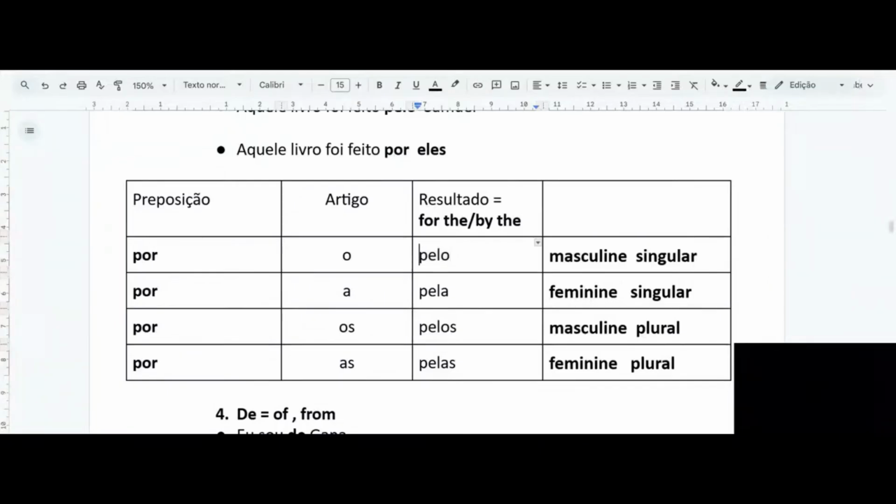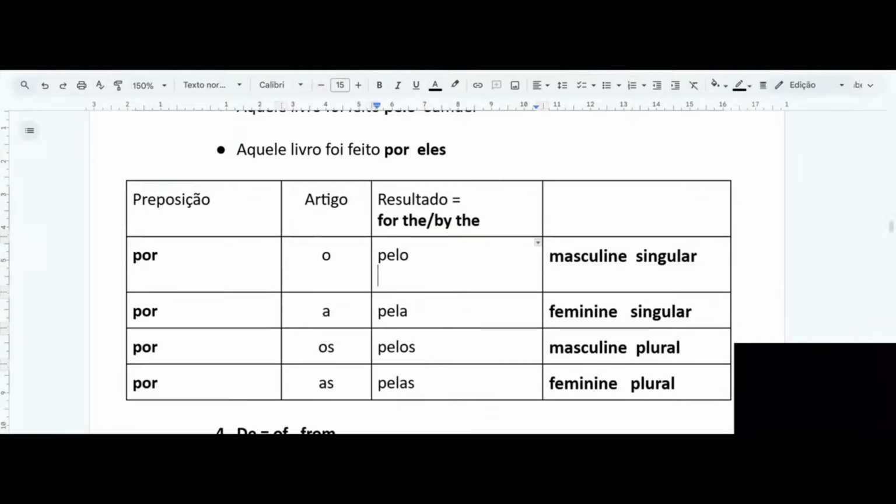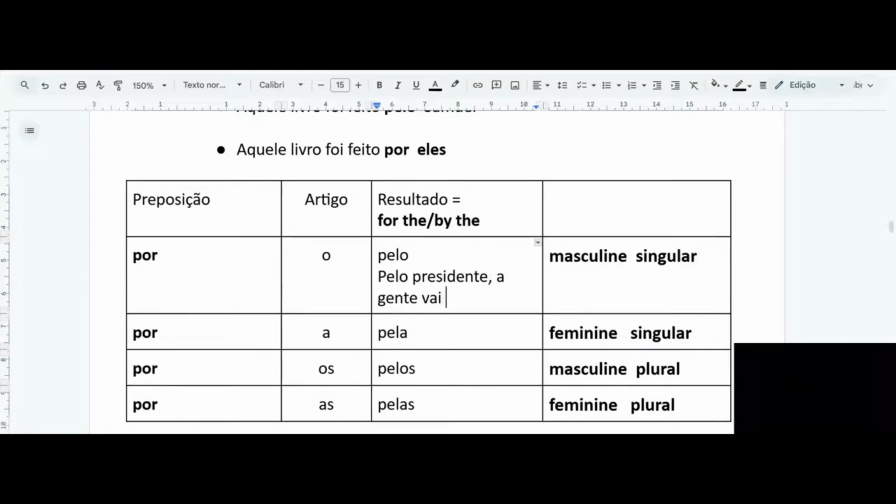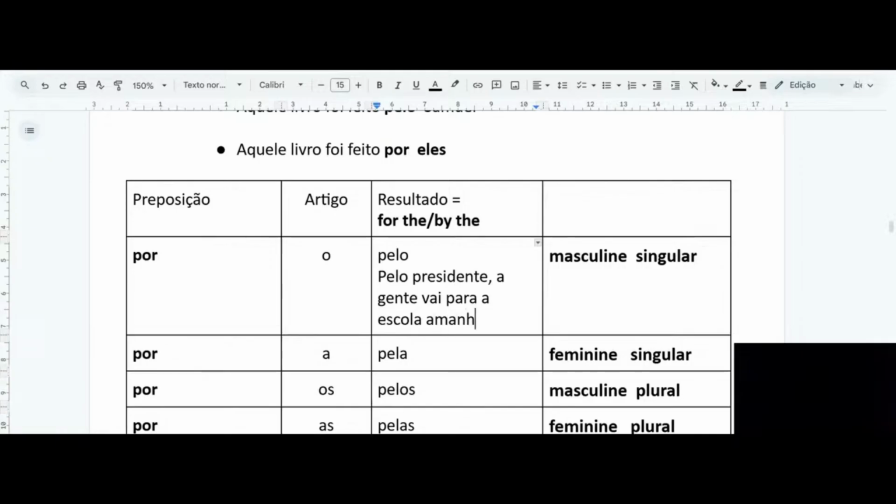So pelo means by the or for the. But it all depends on the sentence you are going to say. Let me give an example so that it will be easy. Pelo presidente. Everybody knows presidente. Pelo presidente, a gente vai para a escola amanhã.